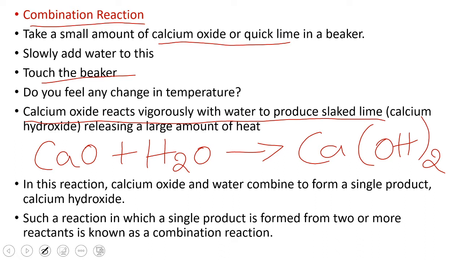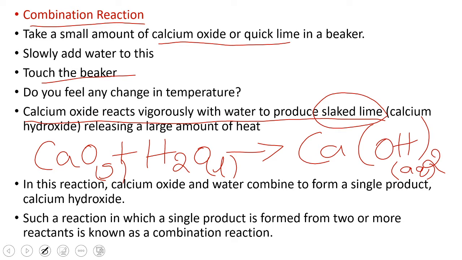Just write the physical states of the reactants and products. Here calcium oxide is solid and water is liquid. The calcium hydroxide formed is aqueous. So these are the physical states of the reactants and products. This is the reaction that takes place when calcium oxide reacts with water, producing calcium hydroxide. Calcium hydroxide is called slaked lime.